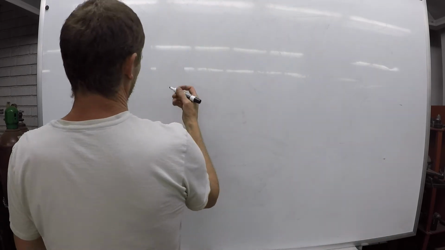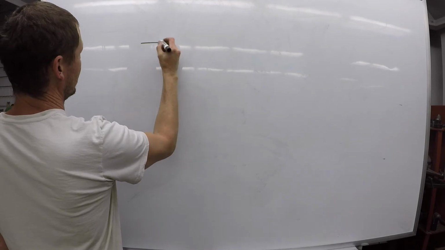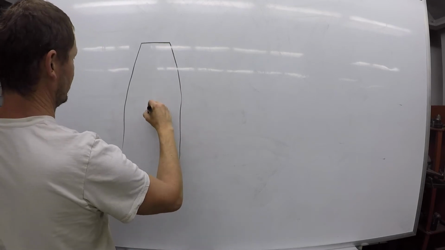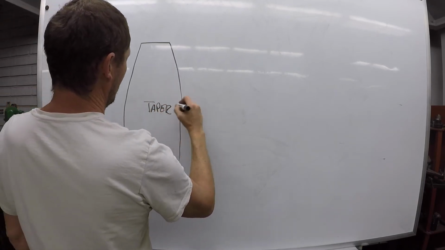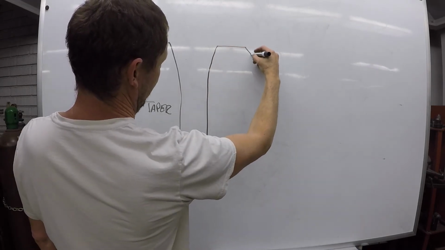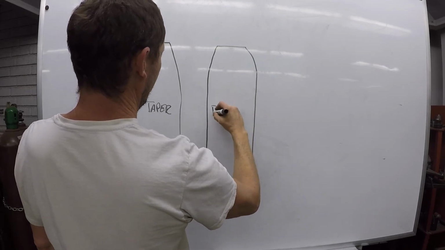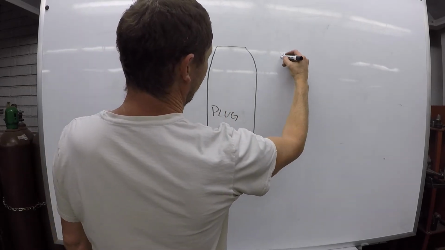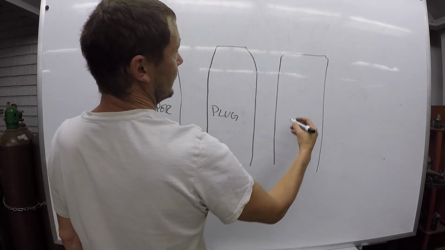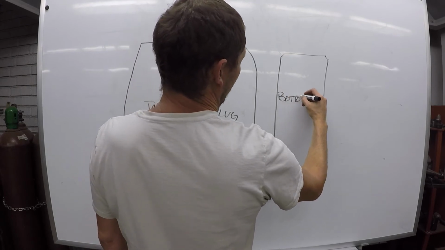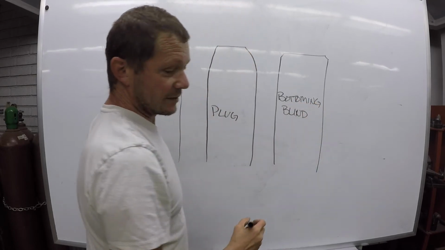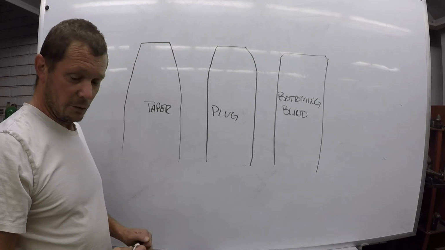Let me draw that really quick. I think it's pretty clear, but we're going to have a really long taper. This is the taper tap. We're going to have less taper. I think you can see that. This is called a plug tap. And then we're going to have very little taper, actually. Just like that. And this is called a bottoming tap. And once again, the bottoming tap is for blind holes. It's not for through holes. Those are the 3 types of tap.